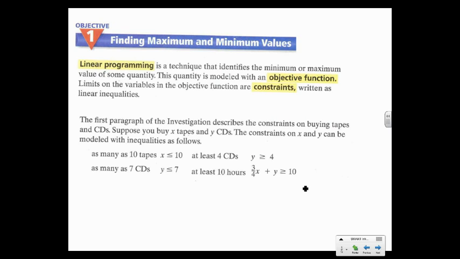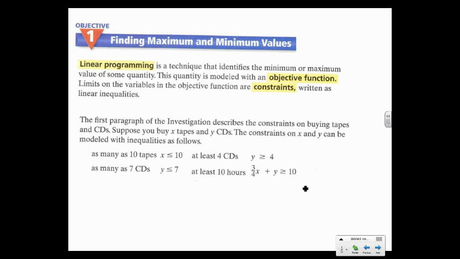Okay, but we're limited. You can't buy as many tapes and CDs as you want, so we're limited by constraints. All right, so constraints are things that limit our ability to meet our objective function. They limit our ability to maximize or minimize our equation.